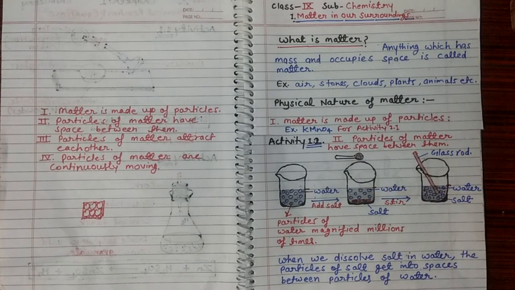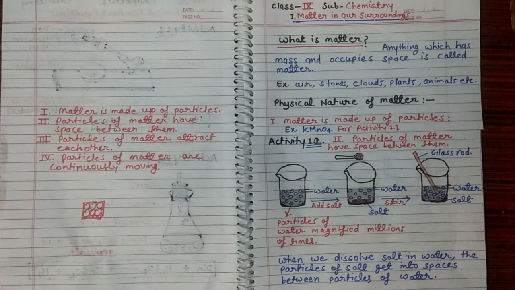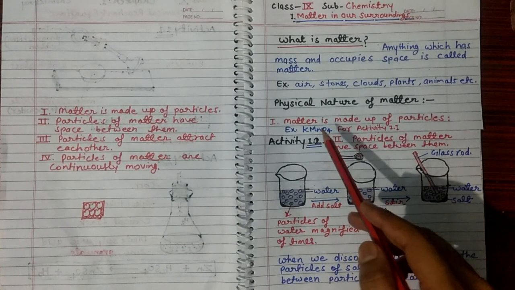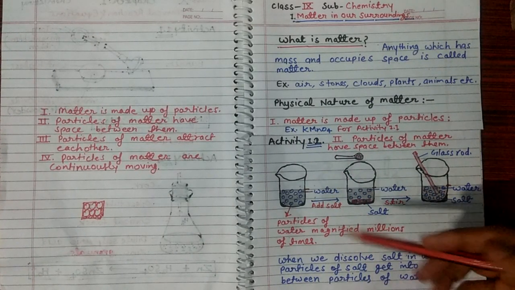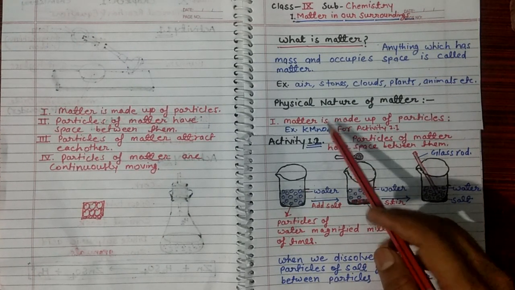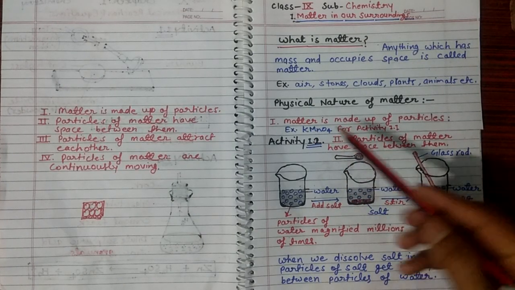For this there is an activity in the NCERT book in which a few crystals of purple colored potassium permanganate are dissolved in a large amount of water, near about 1000 liters. So we observe that after some time, a few crystals of potassium permanganate keep dividing themselves to color the large amount of water. That means matter is made up of very tiny particles.